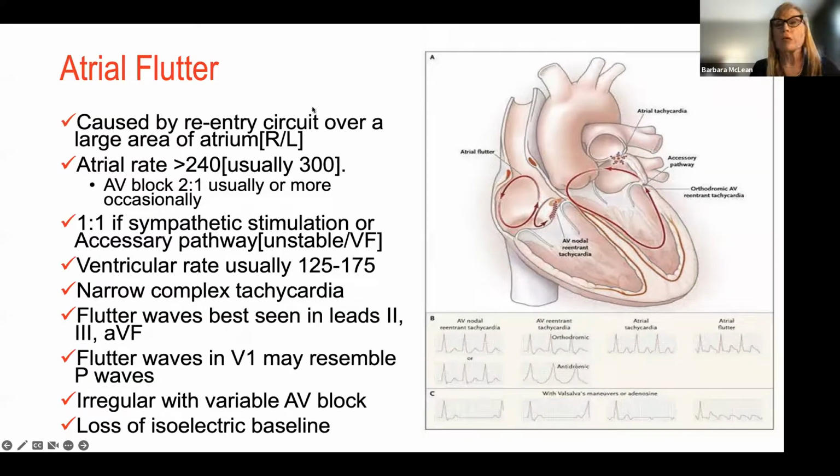Okay, so atrial flutter, look at that reentry circuit. It's always a reentry circuit, usually held over a large area of the atrium, more common to occur in the right atrium than the left atrium. And the rate is usually greater than 240, can go up to about 400. Unlike fib, which goes up to 500, flutter rate can go up to about 400.